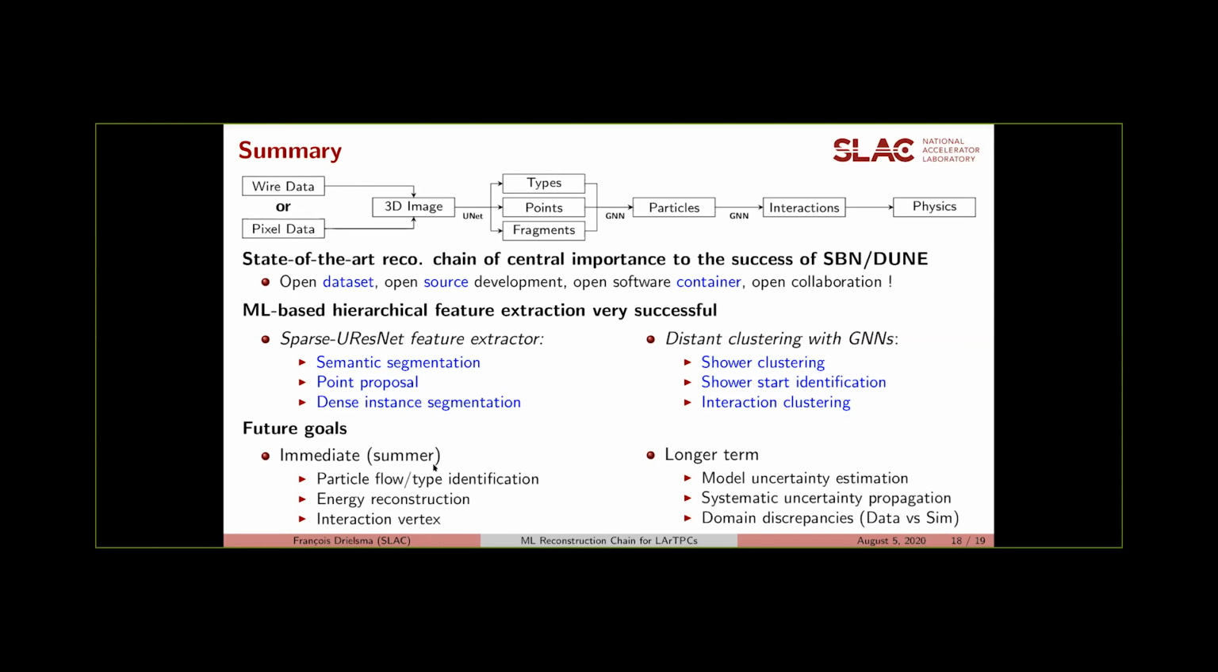So we'd like to know the ordering of the particles in an interaction. We'd like to also do energy reconstruction and interaction vertex reconstruction. In the longer term, we are interested in looking into model uncertainty estimation, systematic uncertainty propagation through neural networks, and also studying domain discrepancy, so trying to mitigate the differences between data and simulation.